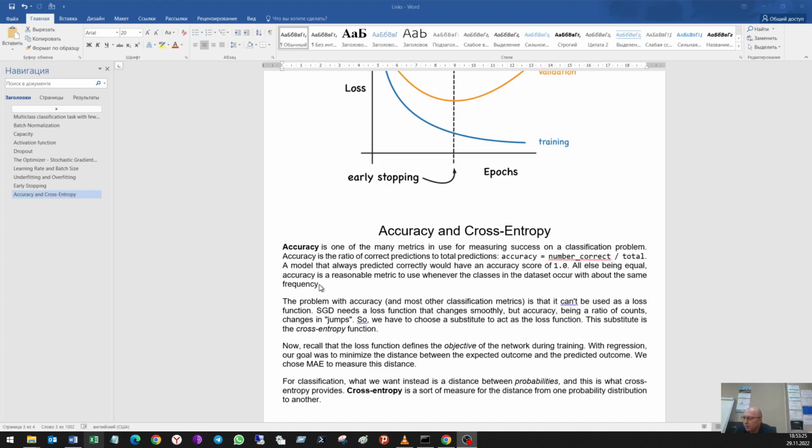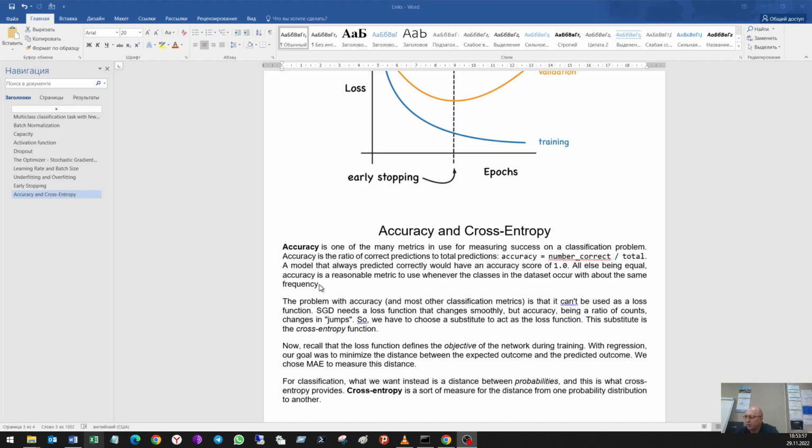The problem with accuracy and most other classification metrics is that it can't be used as a loss function, because SGD needs a loss function that changes smoothly, but accuracy, being a ratio of counts, changes in jumps. So we have to choose a substitute to act as the loss function. This substitute is the cross entropy function.